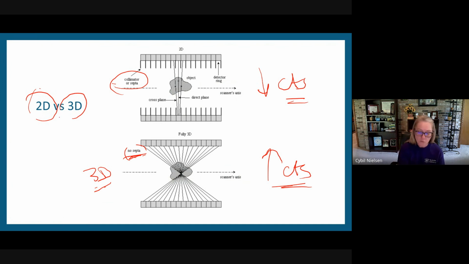So when we moved from 2D to 3D, we had to lower our activity. So especially like cardiac PET, rubidium PET, we used to use 50 millicuries and 50 millicuries for stress and rest. Those were on 2D cameras. When we moved to 3D, now we do about 30 millicuries for stress and rest because of that count rate.